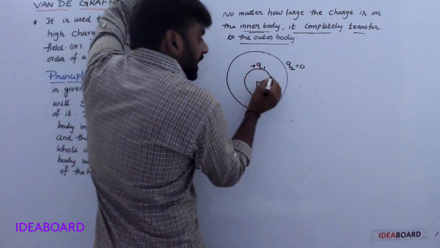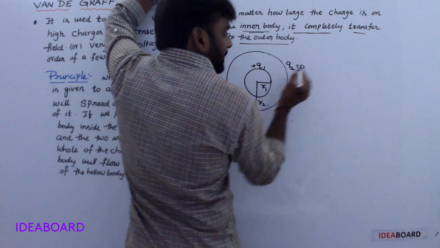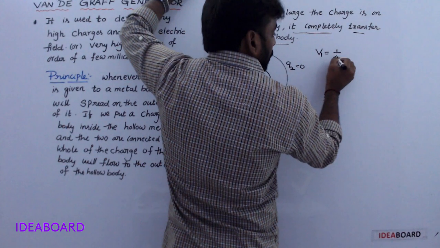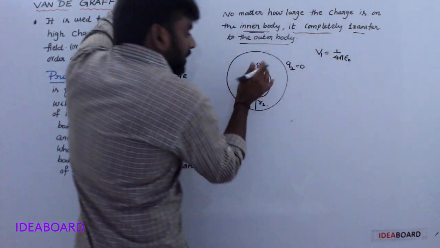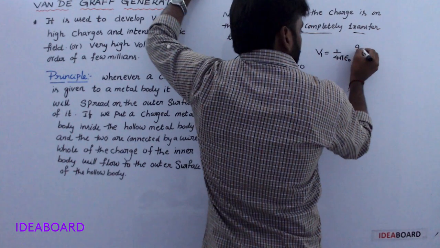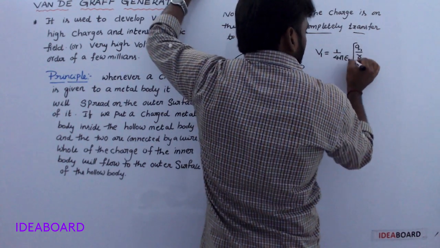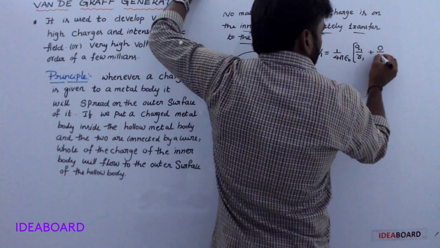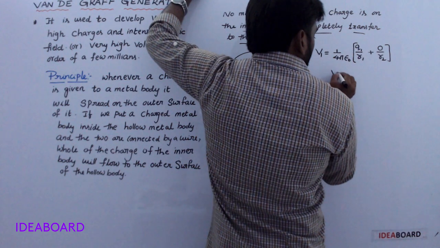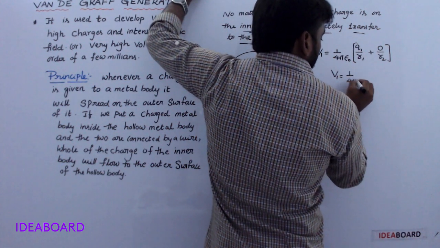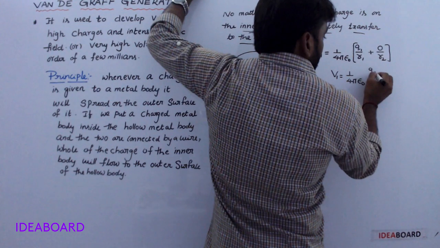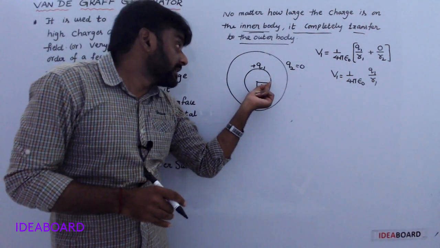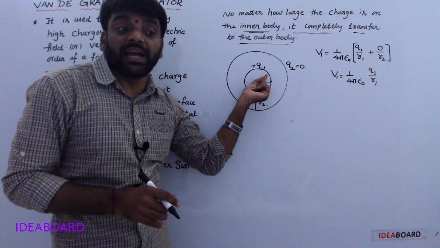Okay, potential on the inner surface. V1 is equal to 1 by 4 pi epsilon naught, q1 by r1 due to the inner sphere, plus due to the outer sphere 0 by r2. So V1 is 1 by 4 pi epsilon naught q1 by r1. That means the potential on the surface of the inner sphere.